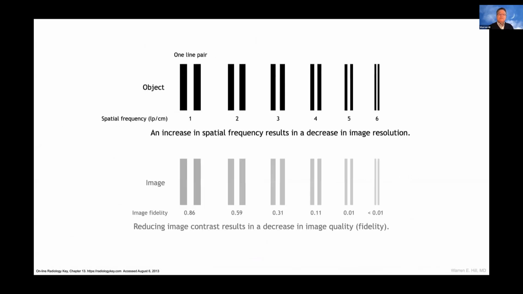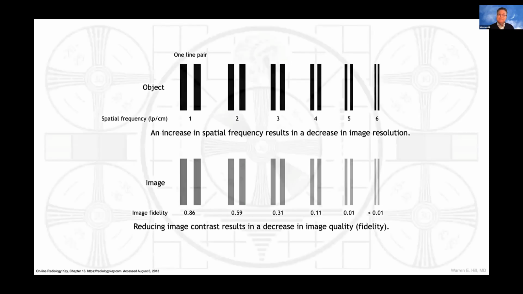So if we increase the spatial frequency, in other words, the number of items per degree, we decrease the image resolution. It's a lot easier to see a big black straight line than it is to see 125 black lines next to each other in a small space. By reducing the image contrast, we decrease image fidelity. And if we do both, we increase the spatial frequency and we decrease the contrast, it's a real problem for patients.